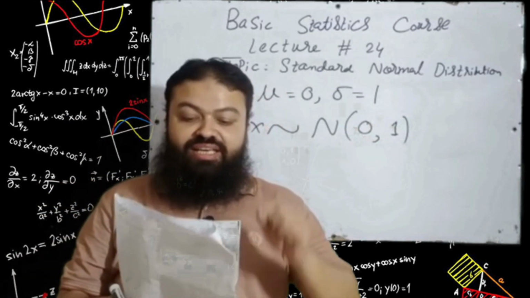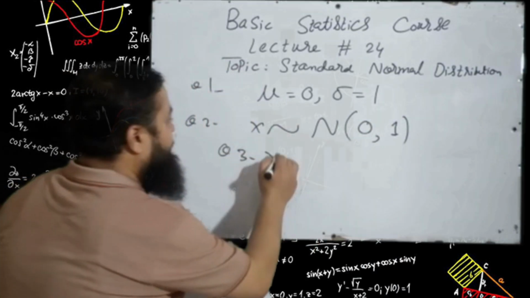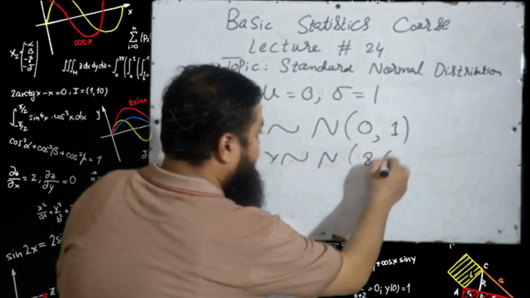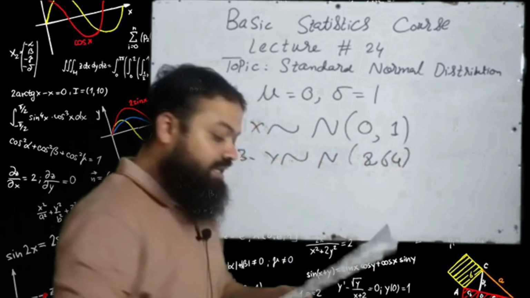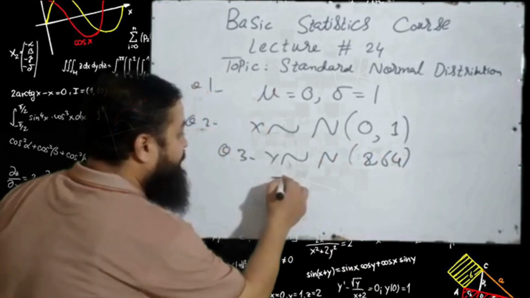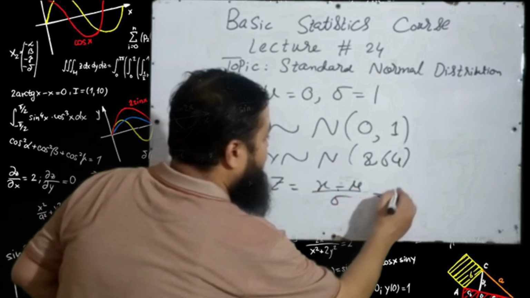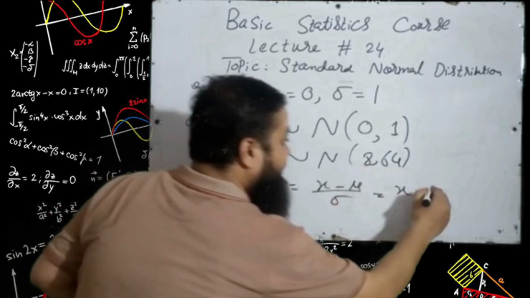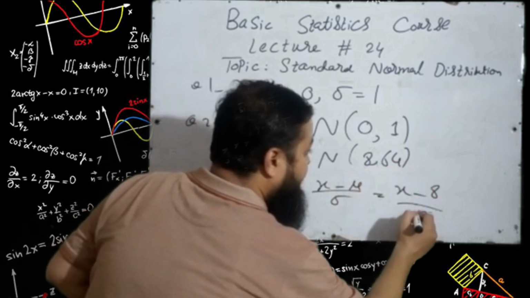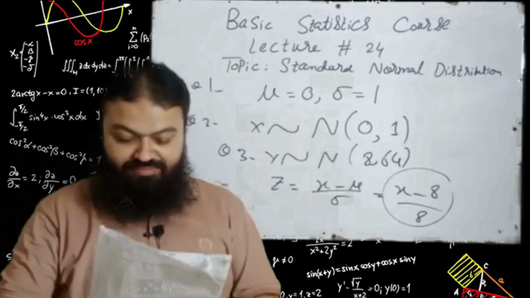Question number 3: if x follows normal distribution, mean is 8, variance is 64, the standard normal variate z will be, we know z is equal to x minus mu over sigma. It means x minus mean, which is 8, over the square root of variance, that will also be 8. X minus 8 over 8 will be the correct option in the exam.